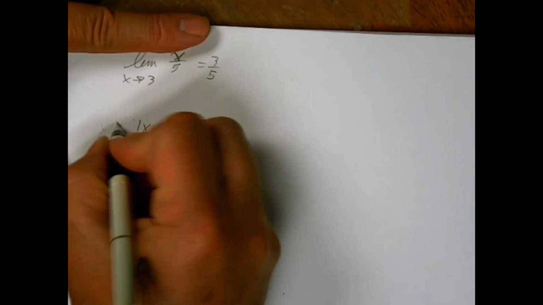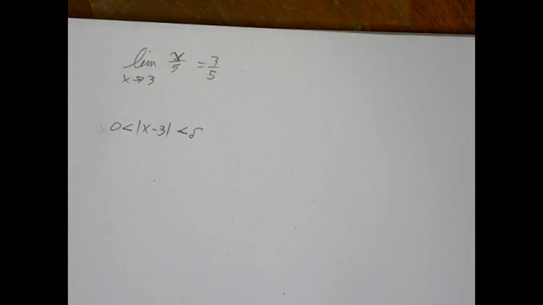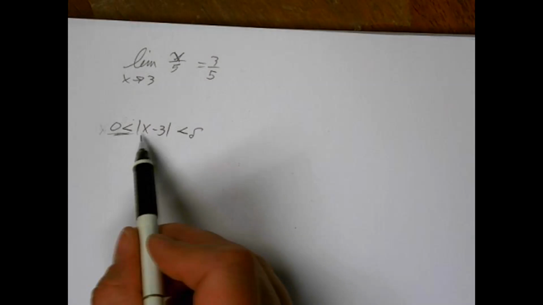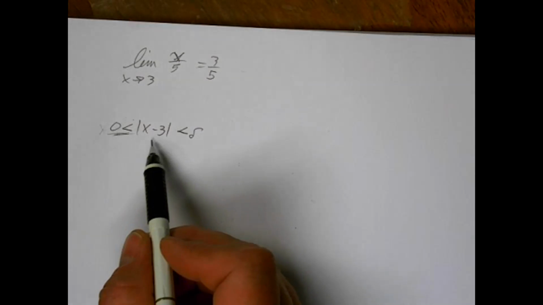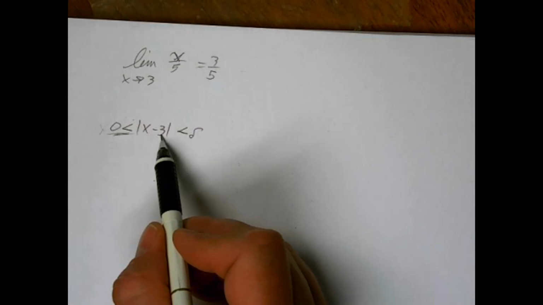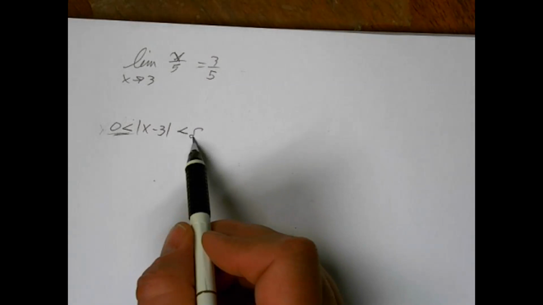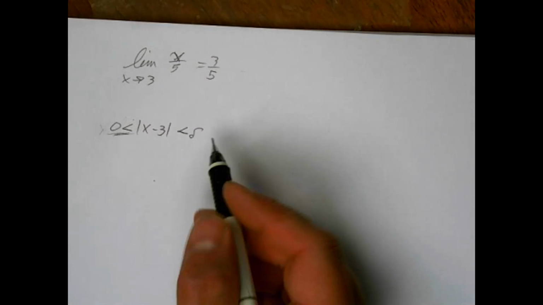At the same time, we add that statement in there. So this statement basically says that x and 3 are not the same thing. This statement says that x doesn't equal 3. It says that x is closer to 3 than some delta value. All right?